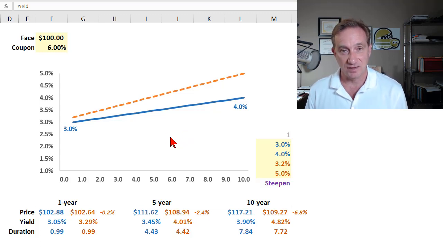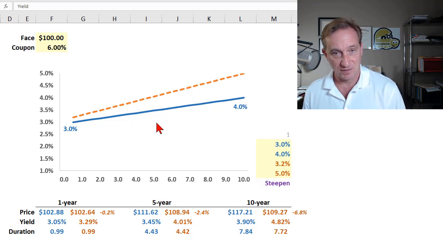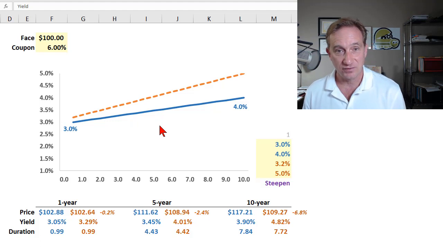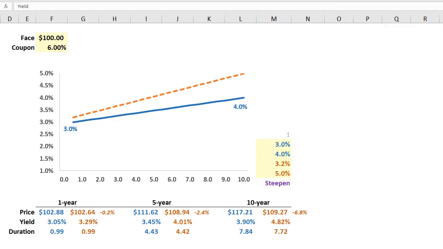And then the second idea is to show you the most common type of non-parallel shift in the yield curve, which are called twists. And a twist can be either a steepening or a flattening, and we'll define steepening and flattening in very specific terms.